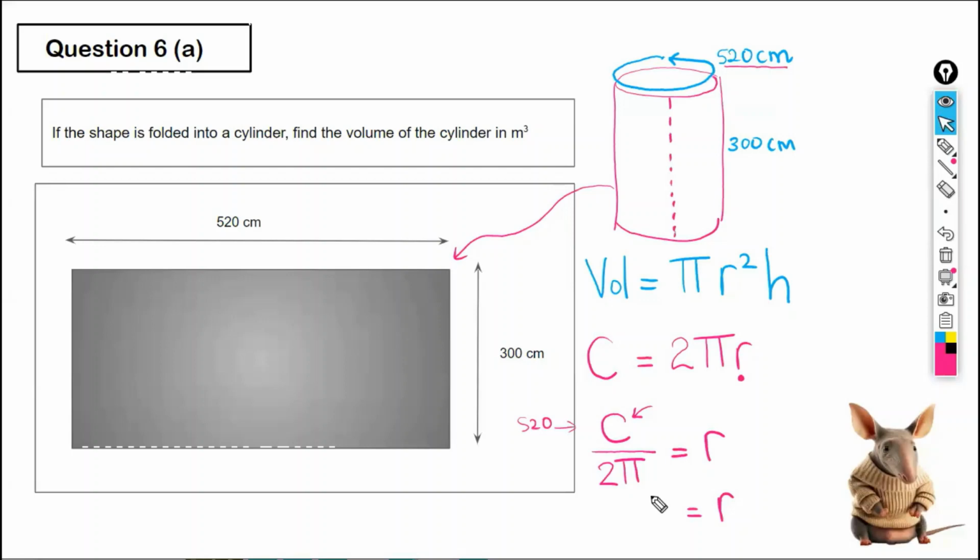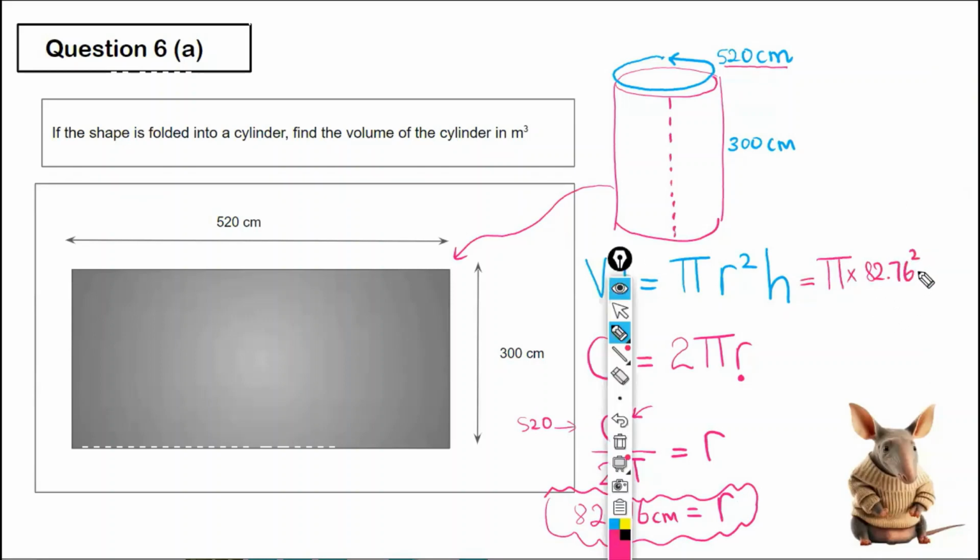I am getting my radius to be 82.76 centimeters. I use the pi button on my calculator. 82.76. Couldn't you all find the volume for me now? Pi multiplied by 82.76 squared. I run another space here. That's all right. No, I can make it fit. Multiply by 300. That will give us the volume of the cylinder. Remember, you have to square the radius, huh? So your value is going to be quite large.